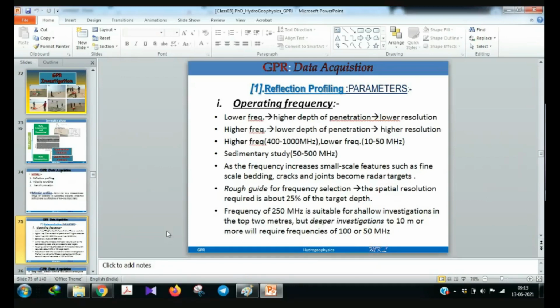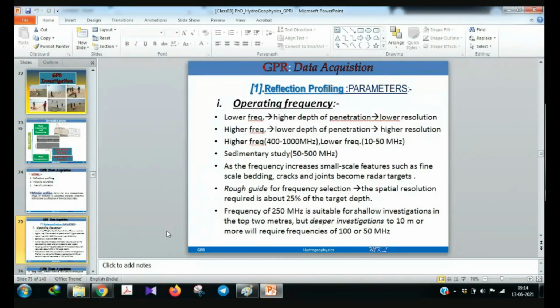condition. So for the high resolution condition, which type of antenna gives you high resolution, lower frequency or higher frequency? It's the higher frequency. So a higher frequency antenna will give higher resolution. So I'll go for 400 megahertz or 600 megahertz or your 200 megahertz. Below that, I will not suggest you to use.